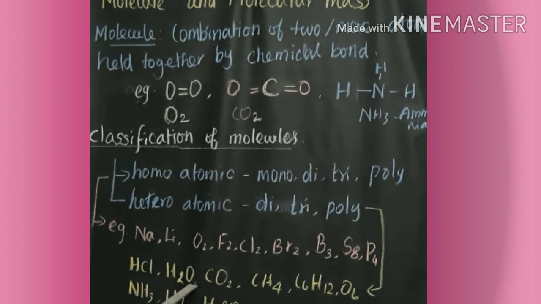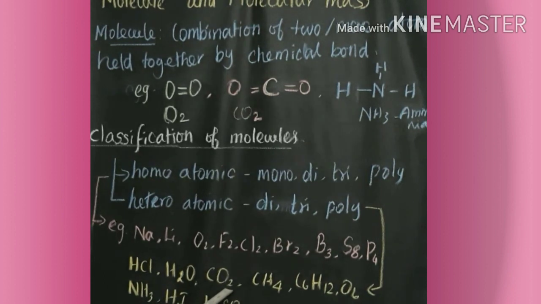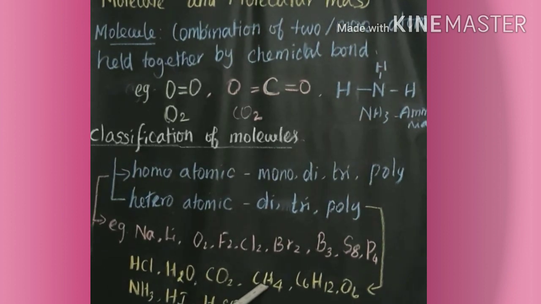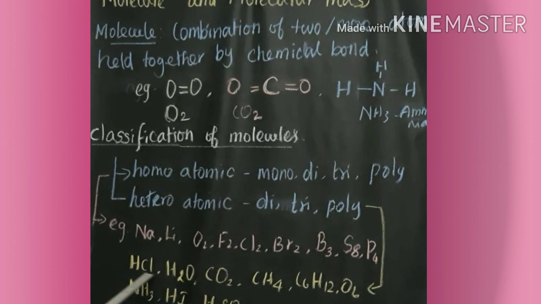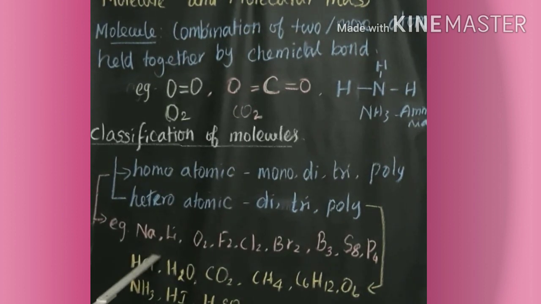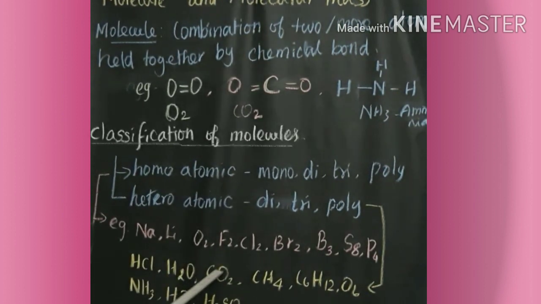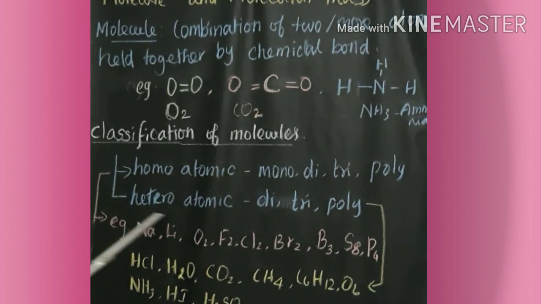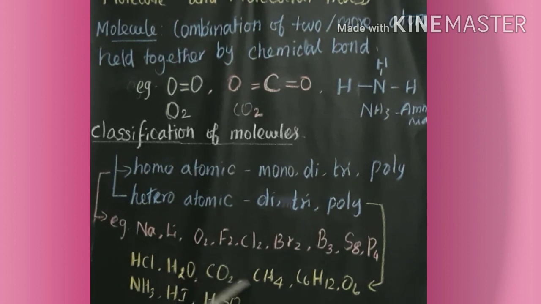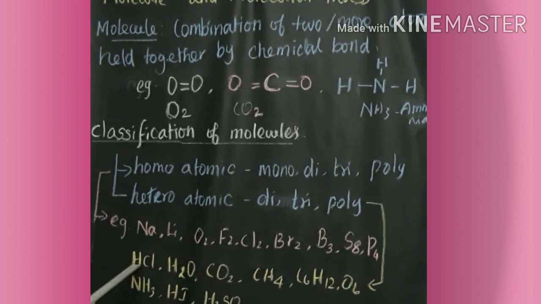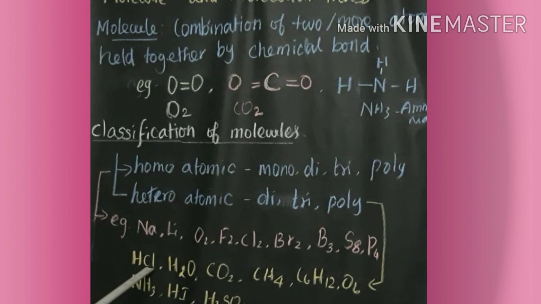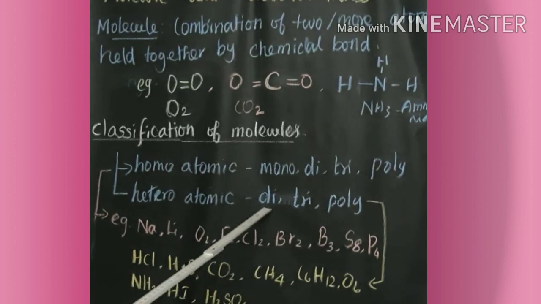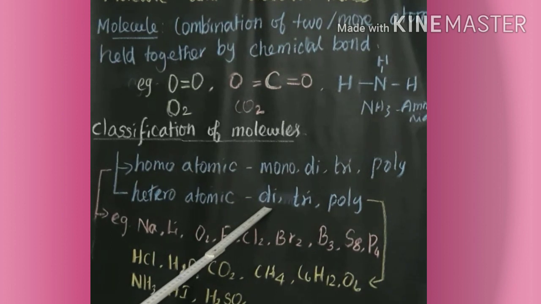This is another example, hydrochloric acid, water molecule, carbon dioxide and methane. See, in all four molecules, different atoms are present: hydrogen and oxygen, carbon and oxygen, carbon and hydrogen. But we have to classify by the number of atoms present in it. In the case of hydrochloric acid, 2 different atoms are present in the molecule. So this is an example of a heterodiatomic molecule.